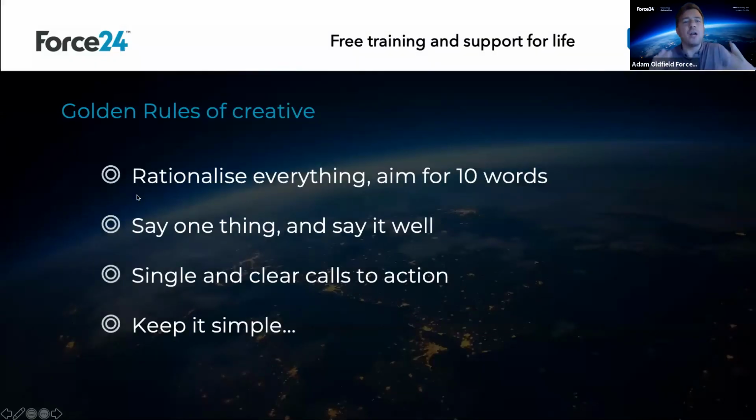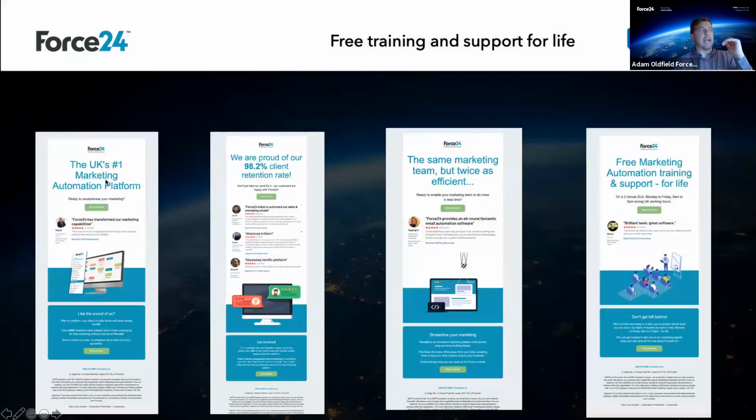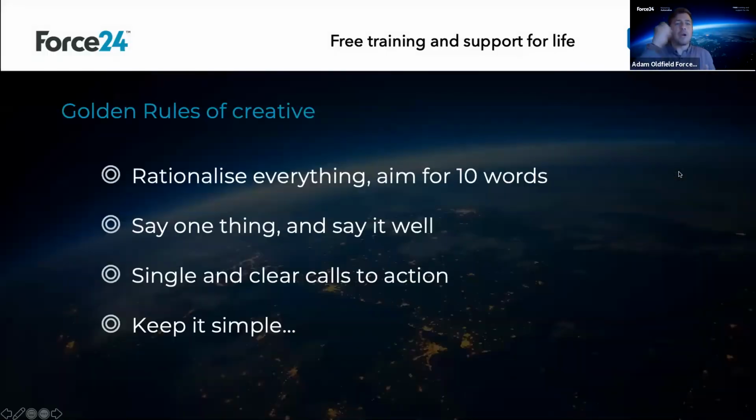So rationalize everything. Aim for 10 words before the CTA. Go back, 10 words CTA. 10 words button. There's no ambiguity what I want you to do here. You know what you want to do. What I want you to do. Keep it simple, clear call to action, and say one thing and say it well.